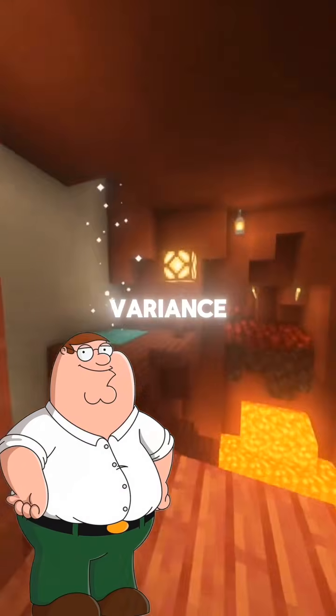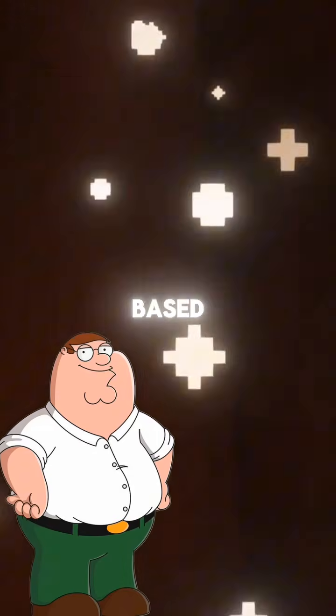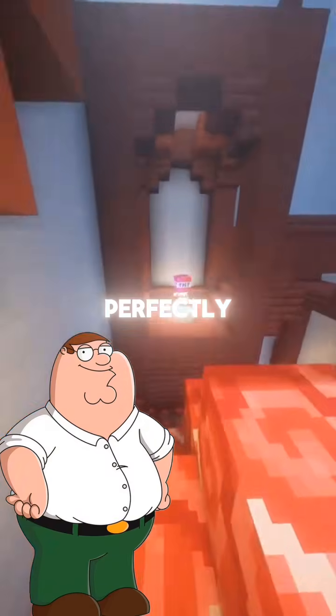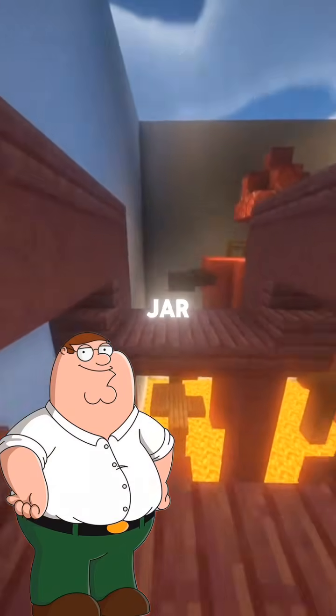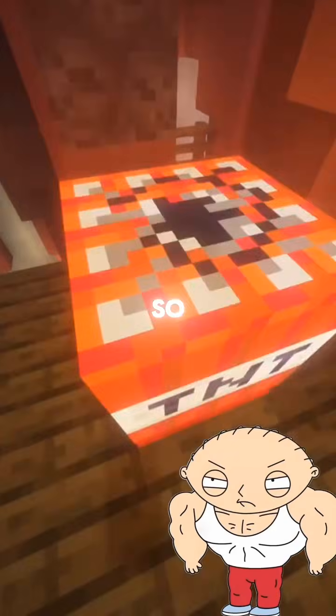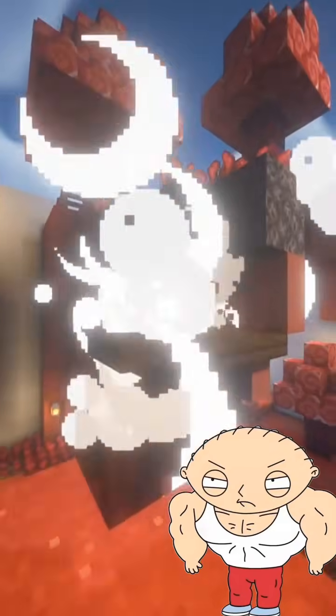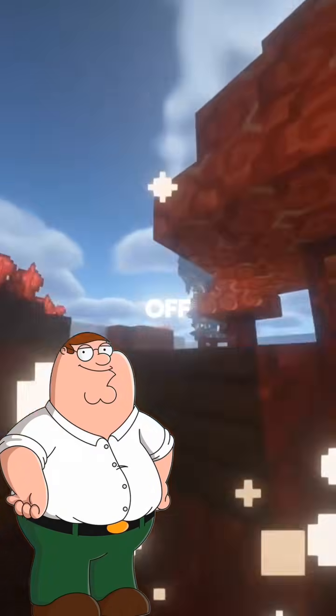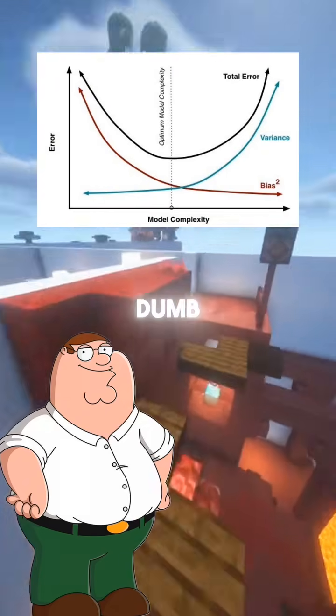Yep. Now variance is how much your model's predictions change based on the training data. A model with high variance fits training data too perfectly, like memorizing every cookie in the jar. But then it totally messes up on new data. That's overfitting. So bias is too simple, variance is too complicated. We need balance? Bingo! That's the bias-variance trade-off. Find the sweet spot where your model isn't dumb or paranoid.